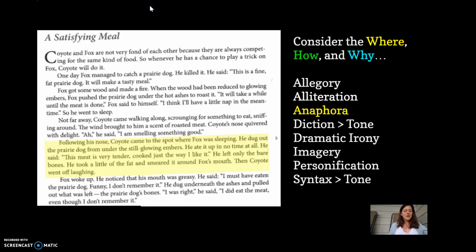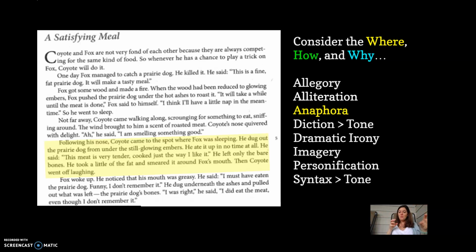All right, let's check out the anaphora. So anaphora is when you start consecutive sentences with the same word. So we see it here with he dug, he ate, he said, he left, he took. And so all of these sentences start with the word he. And so that's how it works. Why does the author do this? So the author does this in order to emphasize all the things the coyote is doing.